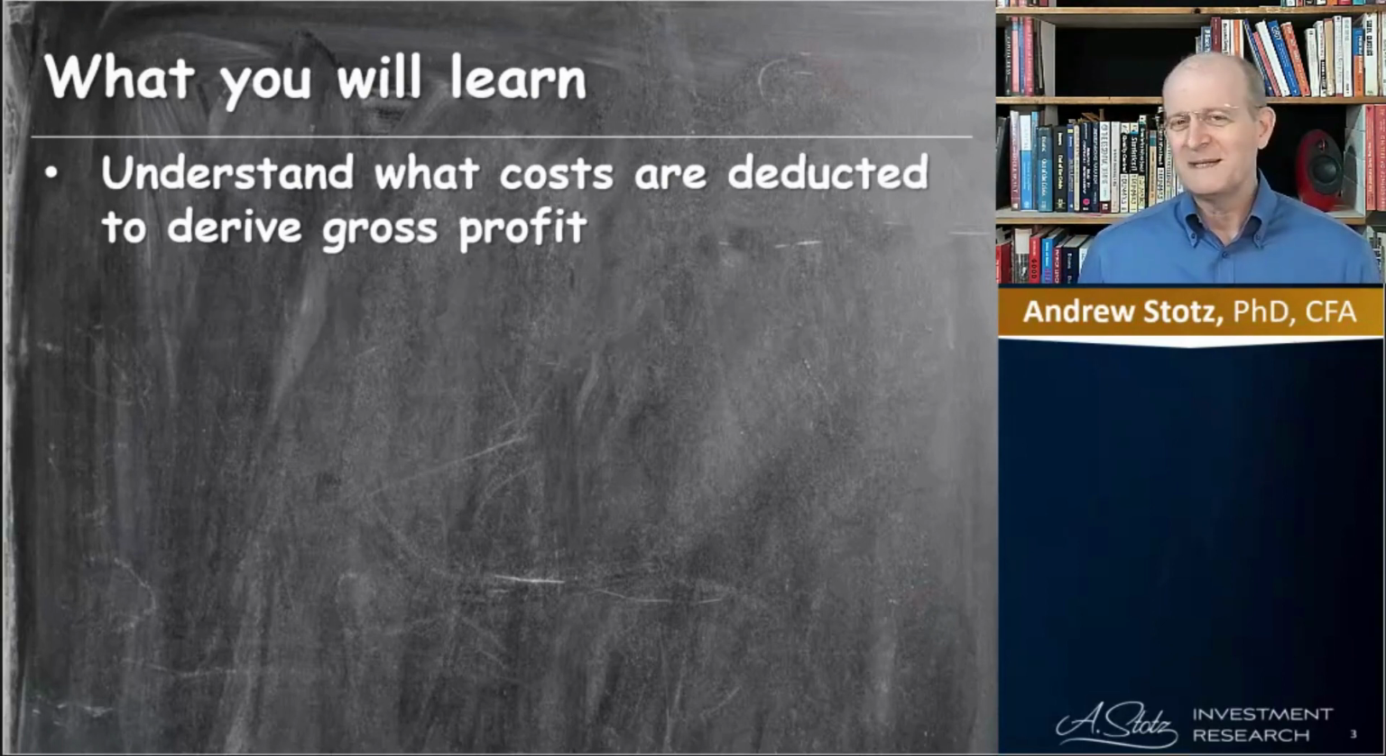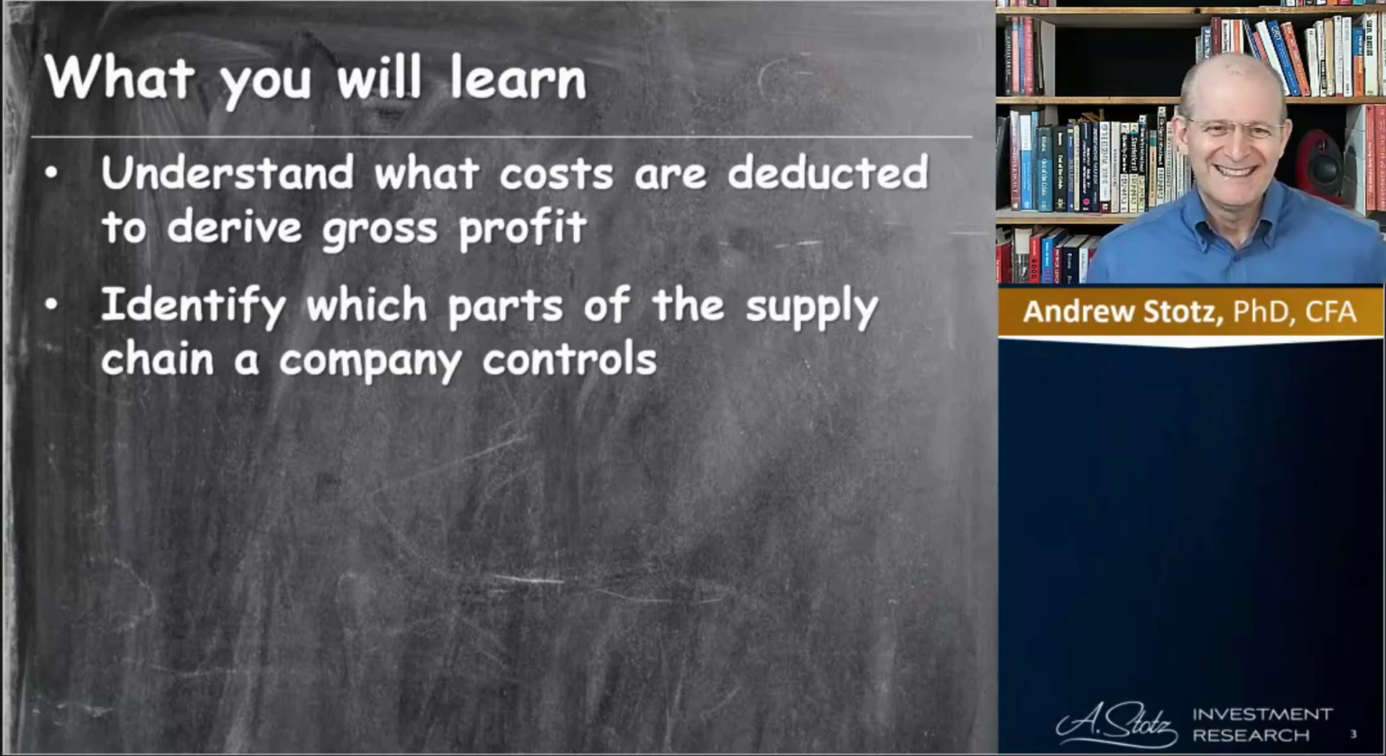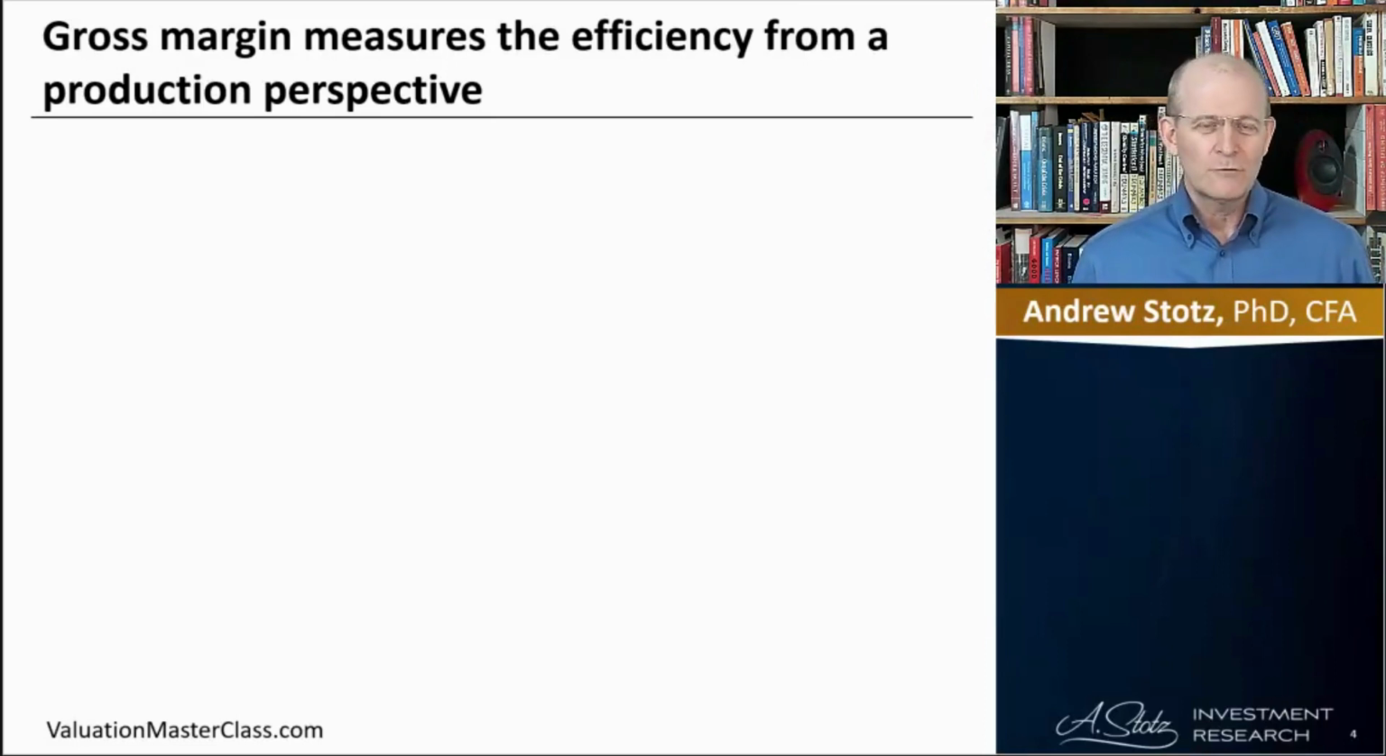Gross doesn't mean bad. It means good. Identify which parts of the supply chain a company controls. So let's now look at gross margin. It measures the efficiency from a production perspective.